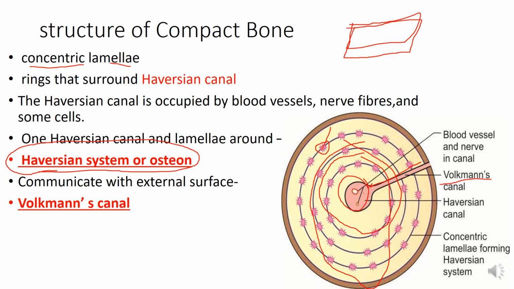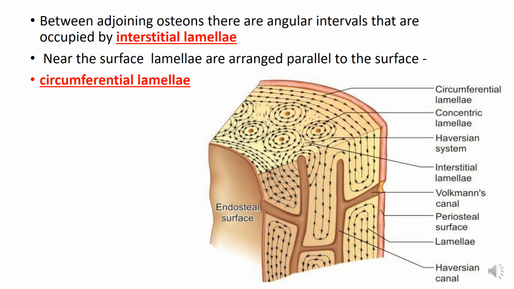You have a central Haversian canal with blood vessels, nerve fibers and some cells. Surrounding that you have concentric lamellae. Connecting the Haversian canal to the exterior you have Volkmann's canal. The Haversian canal and its surrounding lamellae constitute a Haversian system or an osteon. Now between adjoining osteons there are angular intervals which contain interstitial lamellae. So this is an osteon. So in between two osteons you can see the interstitial lamellae.